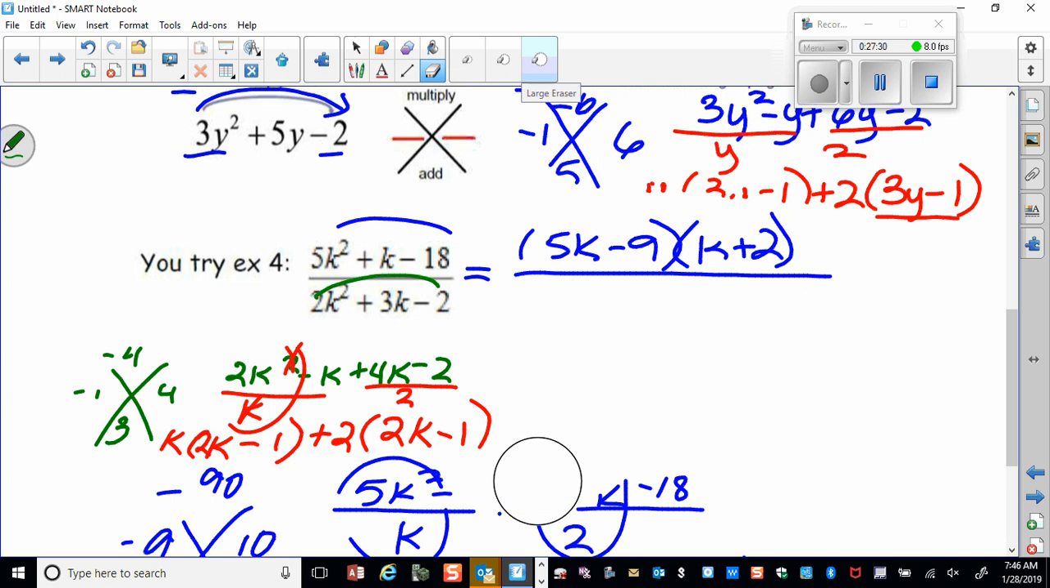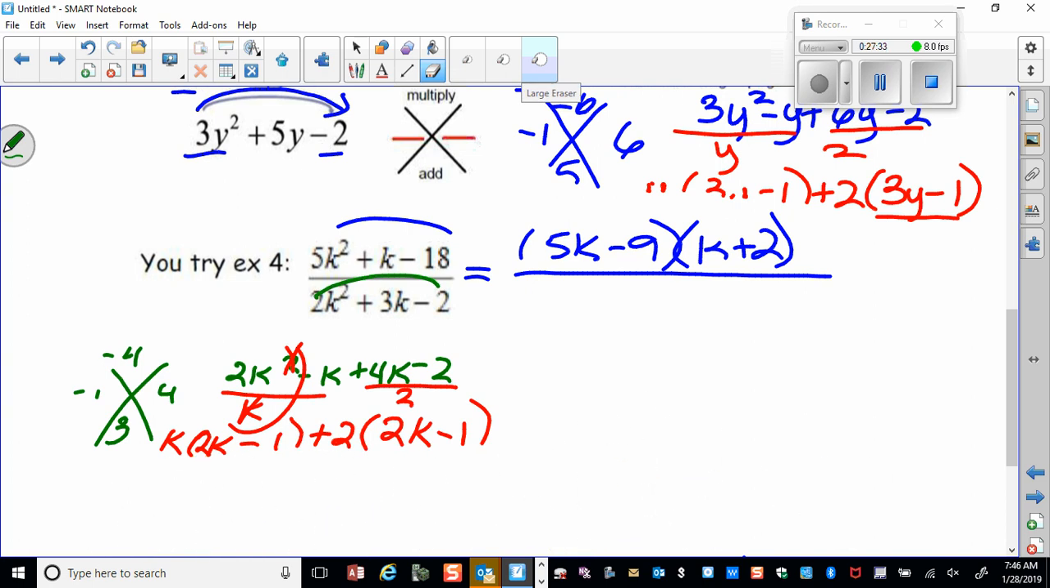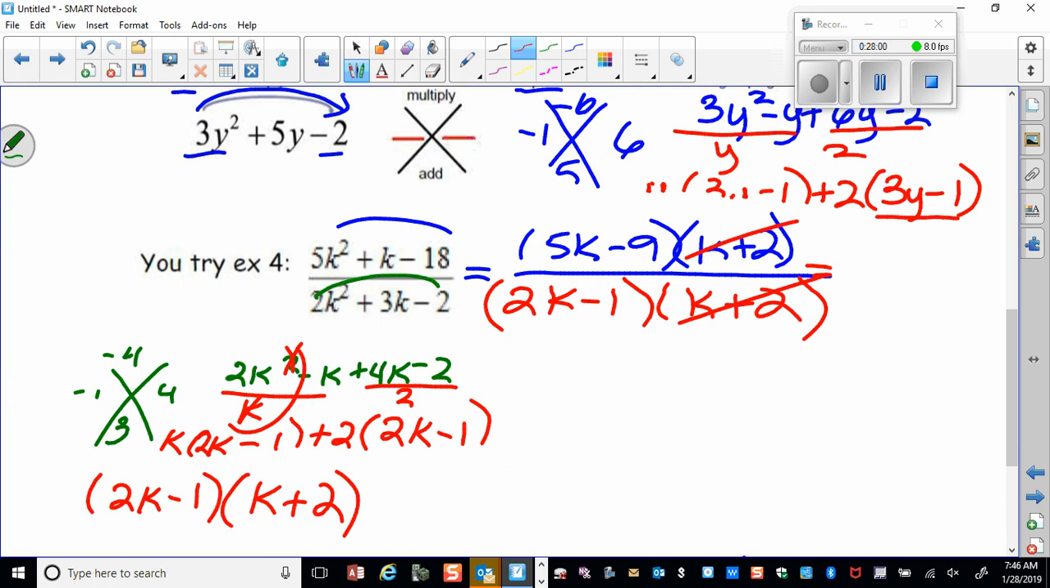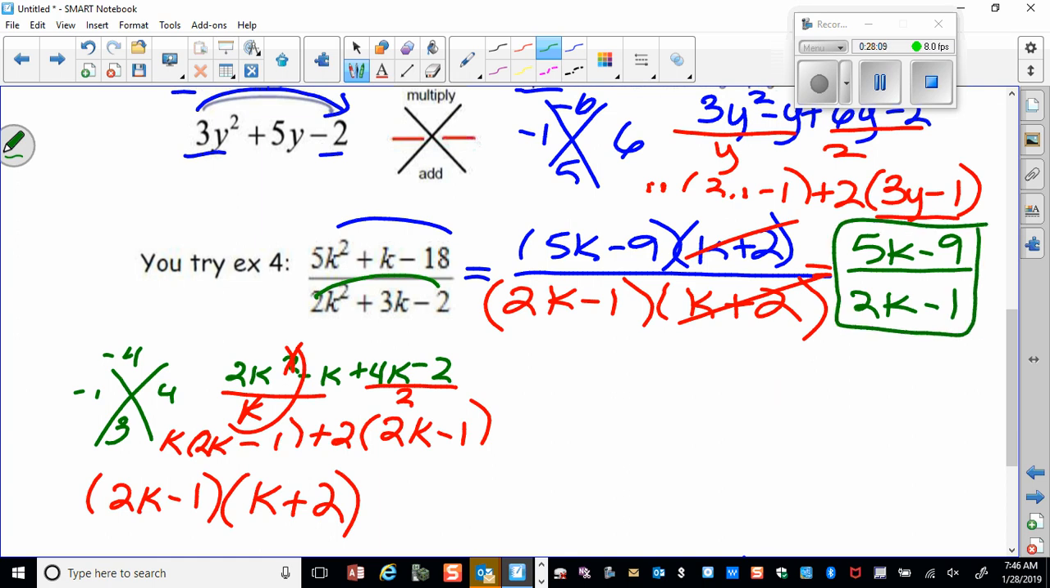So I've got 2k minus 1 as the common factor, and what's left is the k plus 2. So I can write that as 2k minus 1 for a factor, and then k plus 2. And then you can see those cancel out, and when I reduce it, I get 5k minus 9 over 2k minus 1. Okay, that's the first part, the simplifying.